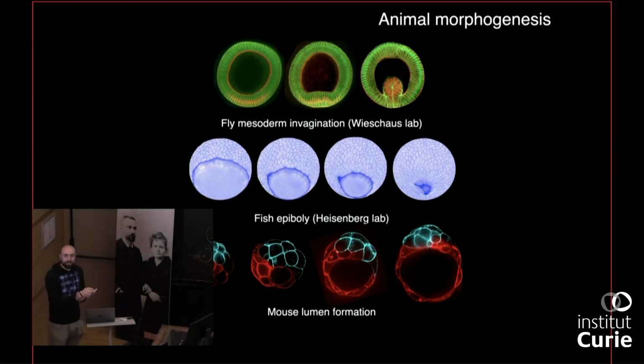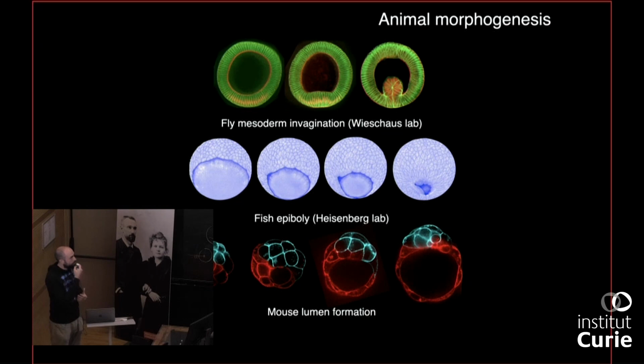Fast forward another 5 to 10 years, and then you reach the mammals. Here's a mouse embryo, for example, where the embryo is forming a lumen, a fluid-filled compartment within the embryo. Again, the contractility and the adhesion of the cells is important to coordinate this morphogenesis. It took about 20 years to go from findings in fly, in vertebrate, all the way to mammals.